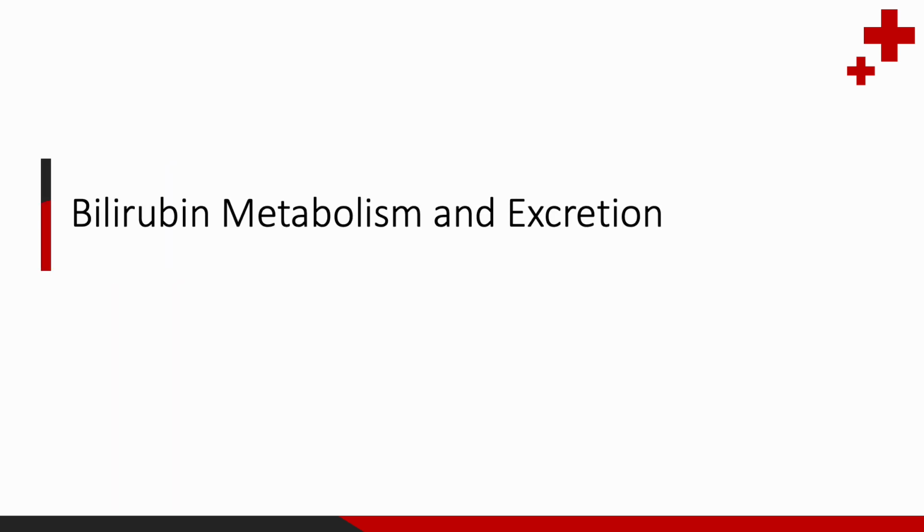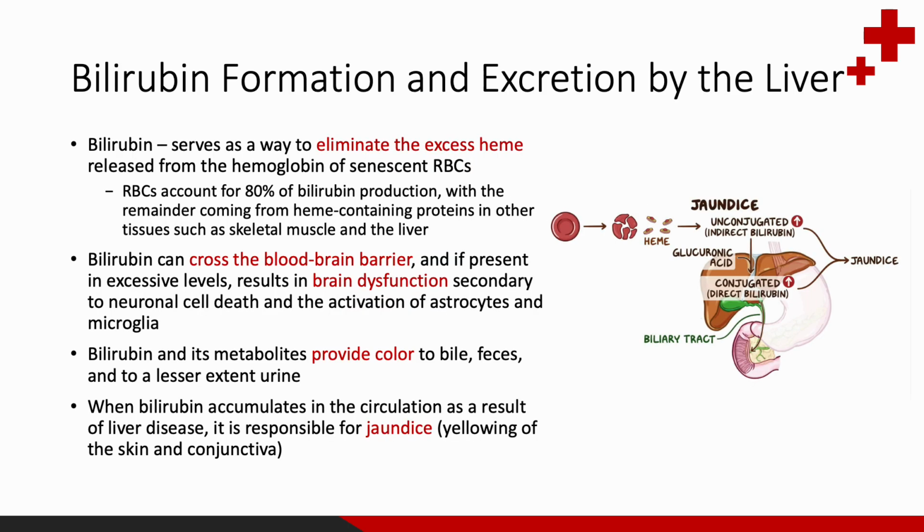The liver is also important for excretion of bilirubin, which is a metabolite of heme that is potentially toxic to the body. Bilirubin is an antioxidant and allows for the elimination of the excess heme released from the hemoglobin of senescent red blood cells. RBCs account for 80% of bilirubin production, with the remainder coming from additional heme-containing proteins in other tissues, such as skeletal muscle and the liver.